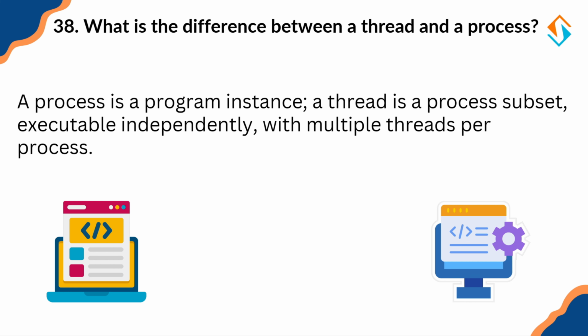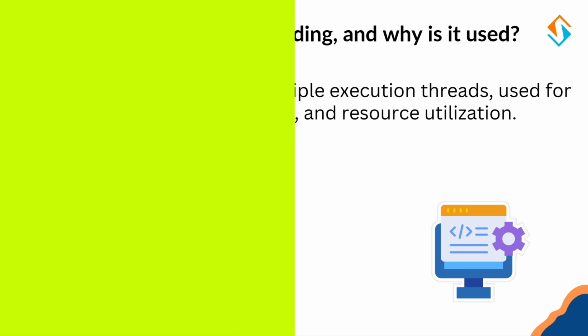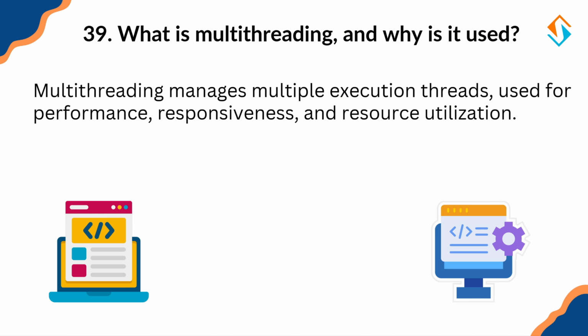What is the difference between a thread and a process? So let's understand process. An independent program instance with its own memory. Second is thread. A lightweight, smaller unit of a process that shares memory. A process can have multiple threads running in parallel. Now let's come to the next question. What is multi-threading and why is it used?